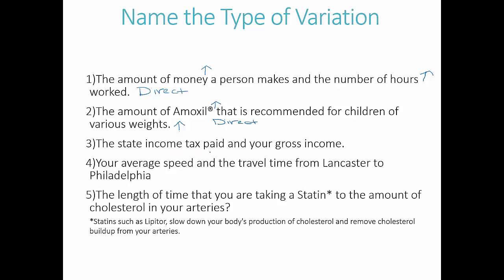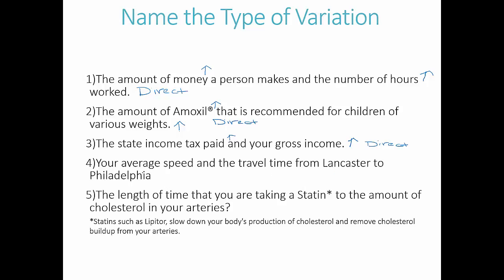Next, we have the state income tax paid and our gross income. So if we make more money, what happens to our taxes? Well, unfortunately, we have to pay more. So both are increasing. That means there is a direct variation relationship.